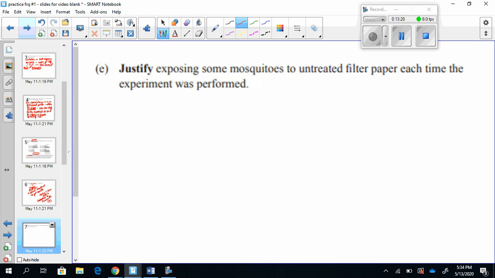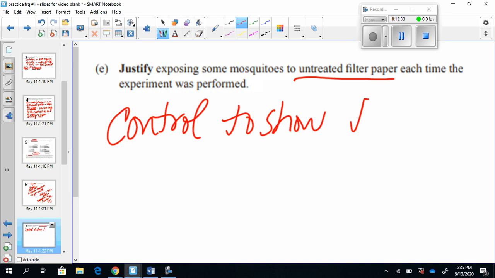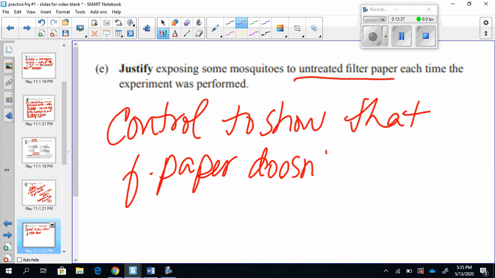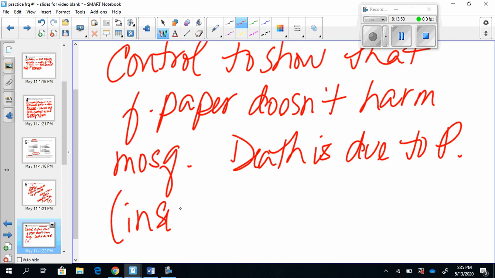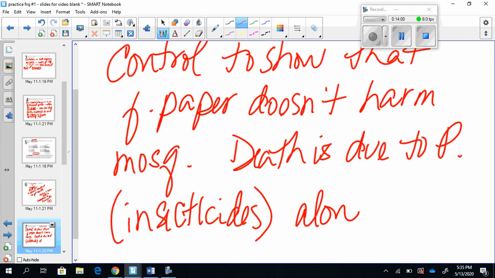All right, justify exposing some mosquitoes to untreated filter paper each time. So this is done as a control to show that filter paper doesn't harm the mosquitoes, and that the death is due to that type of insecticide, the two types of insecticides alone. So the only thing that's causing them to die is that insecticide that they are giving it.